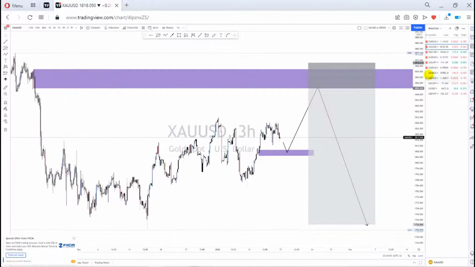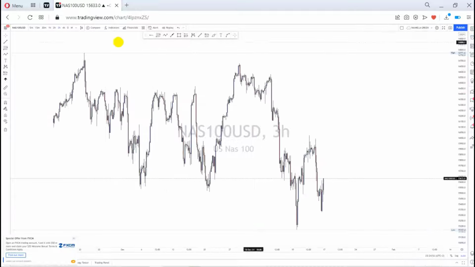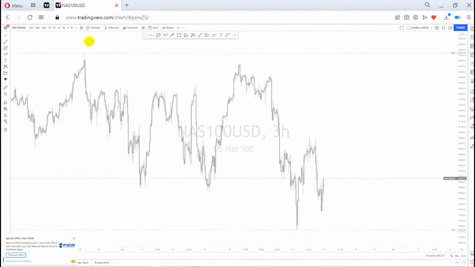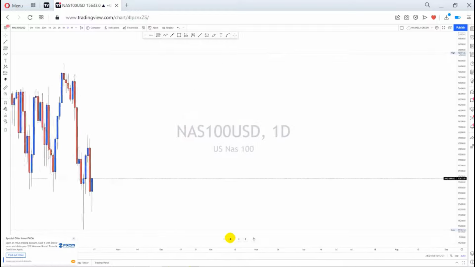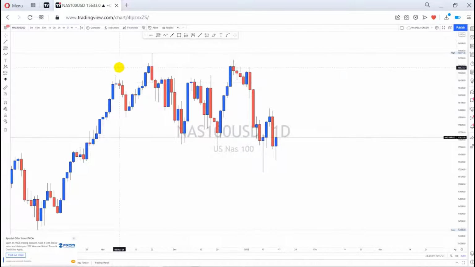Then let's move to NASDAQ. Let's start from daily. Let me zoom out. As you can see, NASDAQ dropped from this point here. They dropped, then created this pin bar, then pushed up, then created this high, then pushed down. I think there was a demand zone here where they just reversed, making this pin. Now they're trying to push up a little bit, but for me, I don't think NASDAQ is done with pushing down.